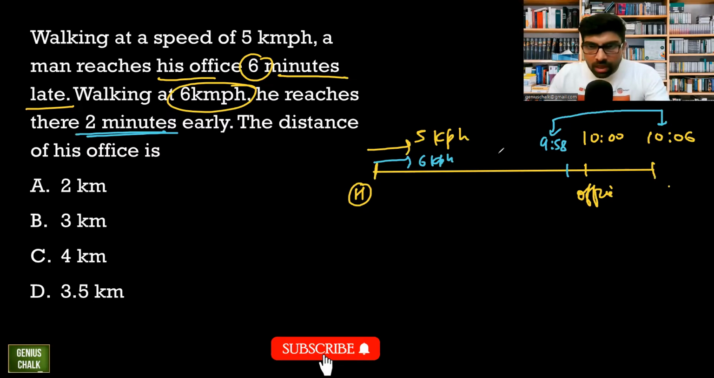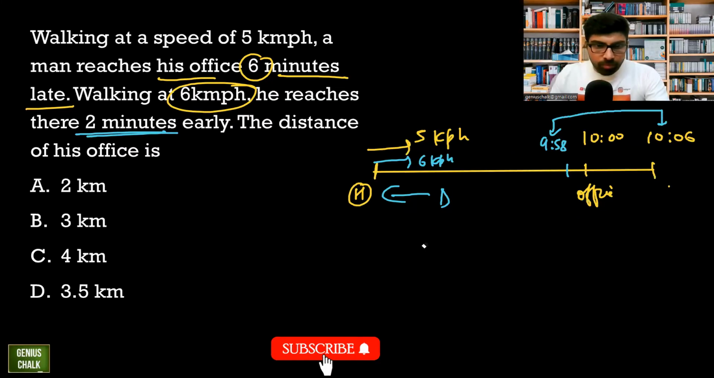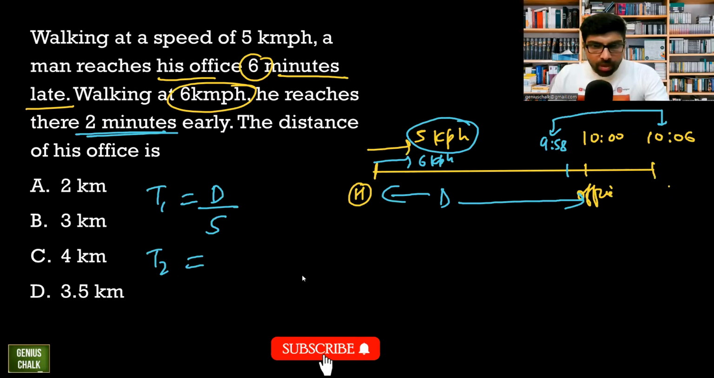So the conceptual method is, let's take the total distance from home to office as D. This complete distance is D from here to here. This is the office, right? The total distance we have taken is D. Now, if the total distance is D, on the first day, what is the time he's taking? Time on the first day. So time is equal to distance by speed. What is the speed on the first day? That is 5.